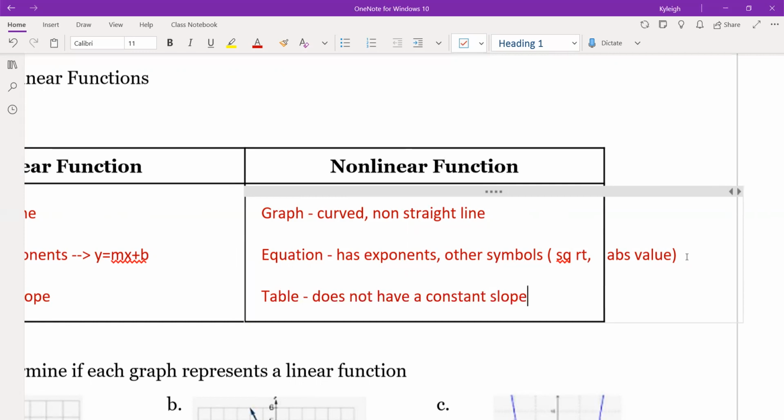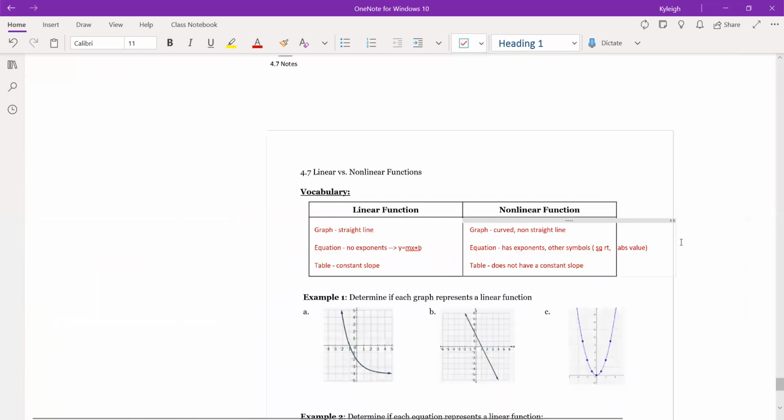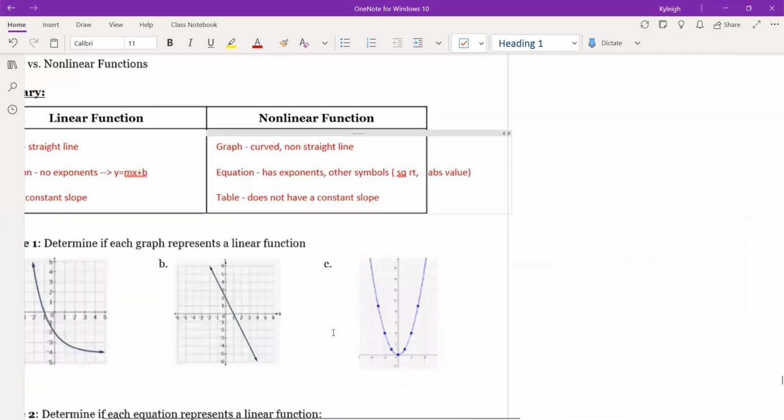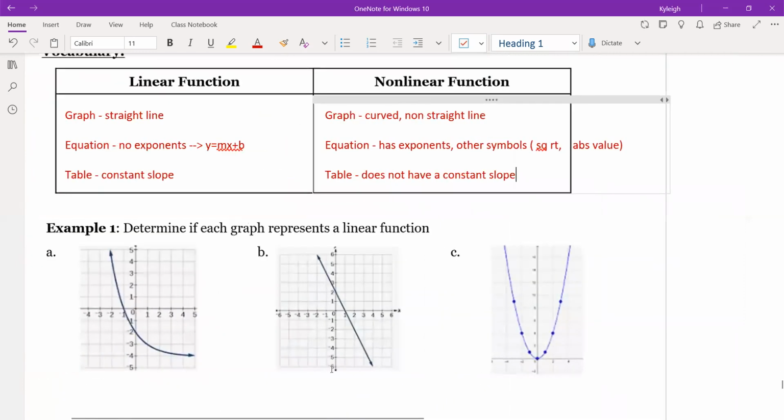So what that means is, say between two ordered pairs, you get a slope of 3, but then for the other ones you get a slope of like 7. Okay, so those are obviously not the same. So that's how you tell. All right, so let's start looking at graphs.